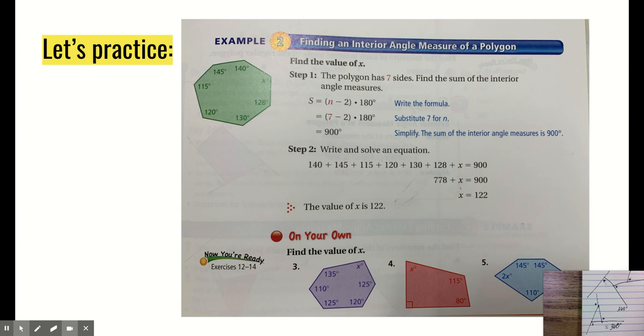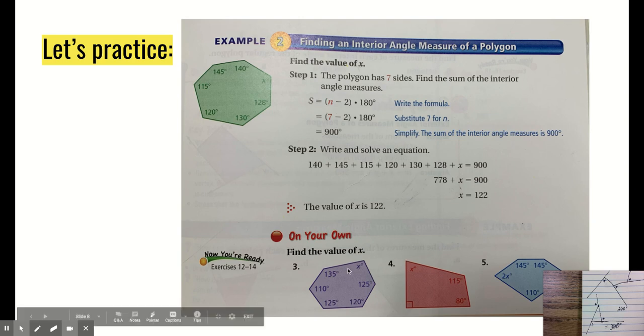So in your homework today, you're going to find some example problems like this. And your first step is going to be to figure out what is the sum of the interior angle measures. So you're going to have to count up how many sides does this have? This has 1, 2, 3, 4, 5, 6, 7. Sometimes if you draw it on paper, you can make a little mark to keep track of this. So we're going to put 7 in for n. So 7 minus 2 is 5 times 180 would give you 900. So if you add up all of these, 128 plus 130, 120, 115, all of these plus x, and set it equal to 900, then you can solve for what x is.